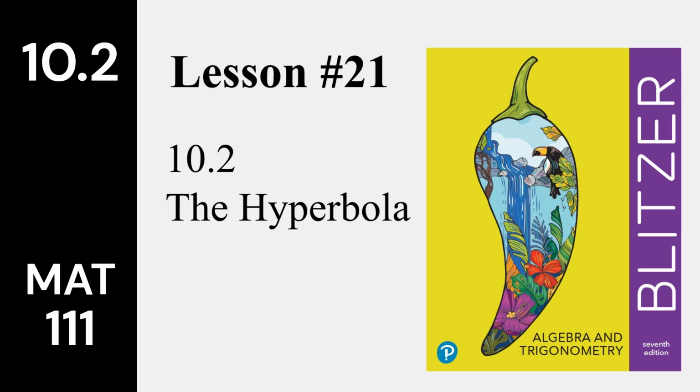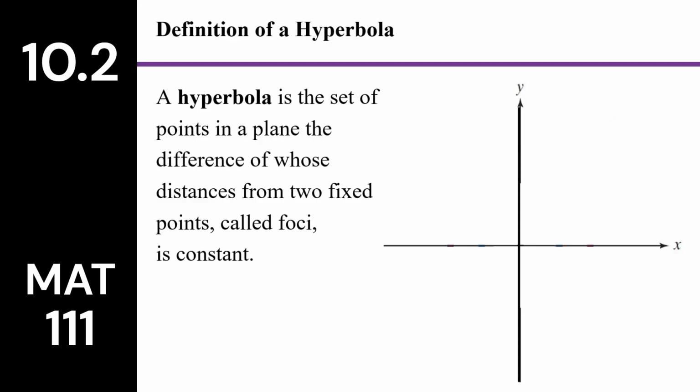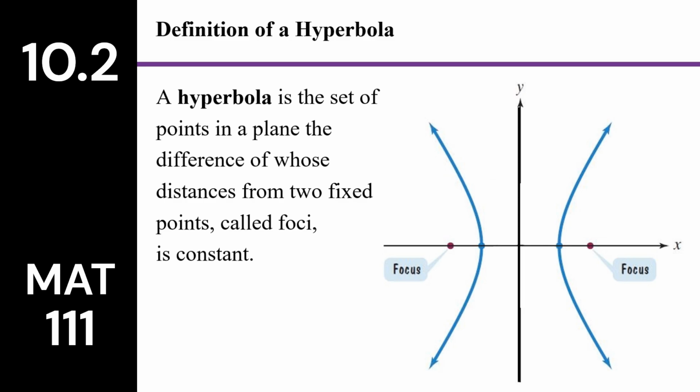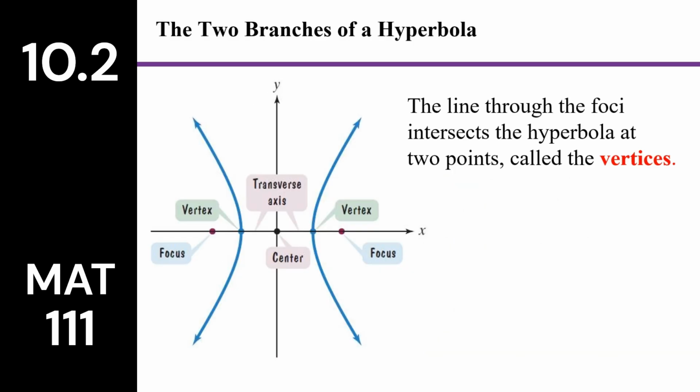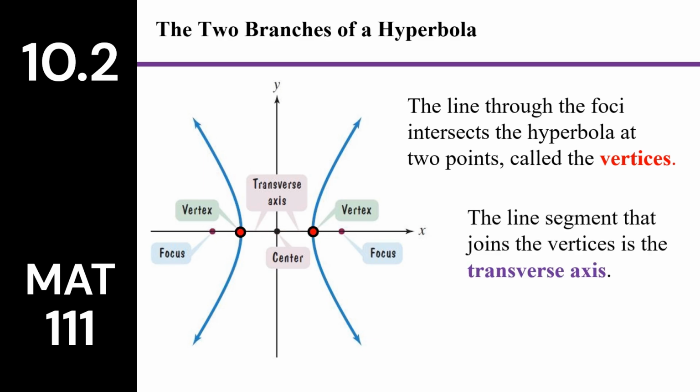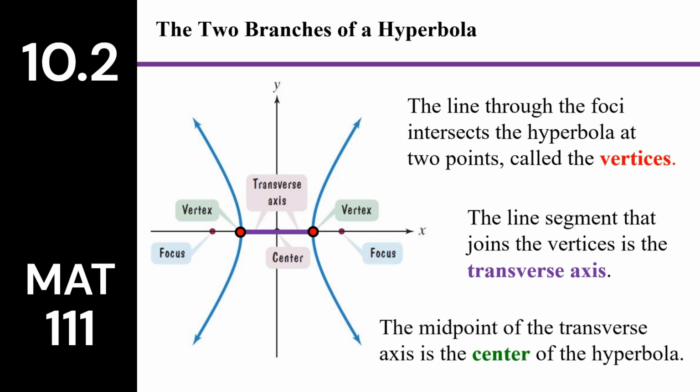Section 10.2, the hyperbola. A hyperbola is the set of all points in a plane, the difference of whose distances from two fixed points, called the foci, is a constant. The line through the foci intersects the hyperbola at 2 points called the vertices. The line segment that joins the vertices is the transverse axis. And the midpoint of the transverse axis is the center of the hyperbola.